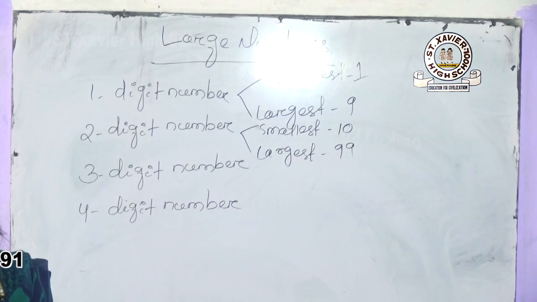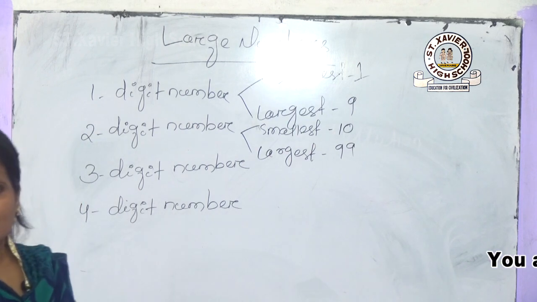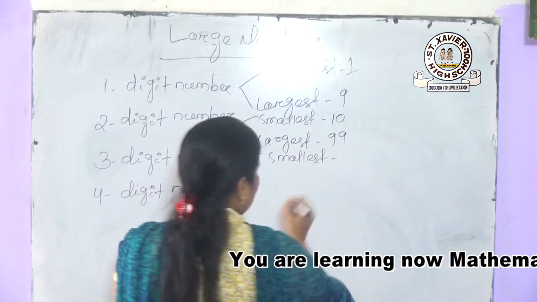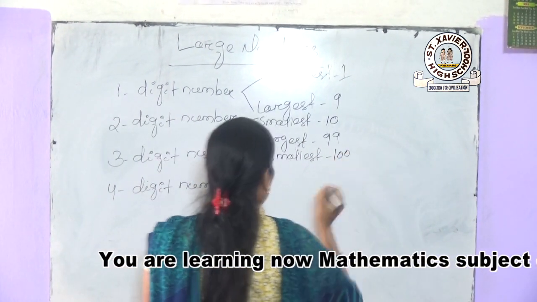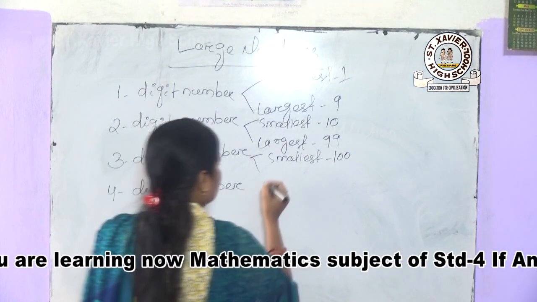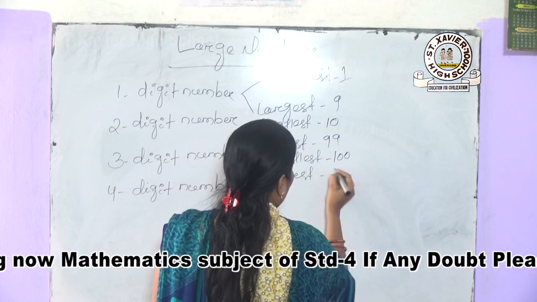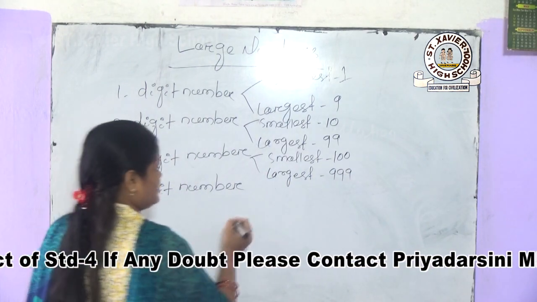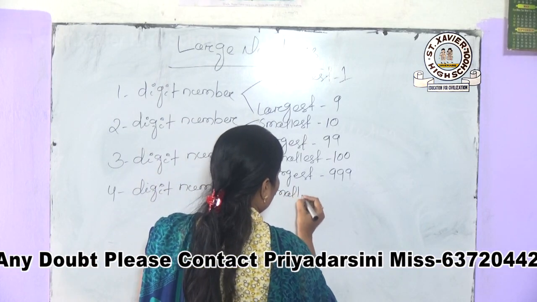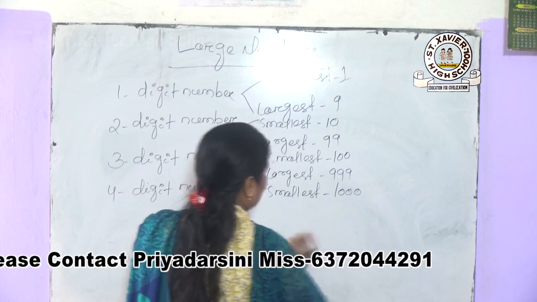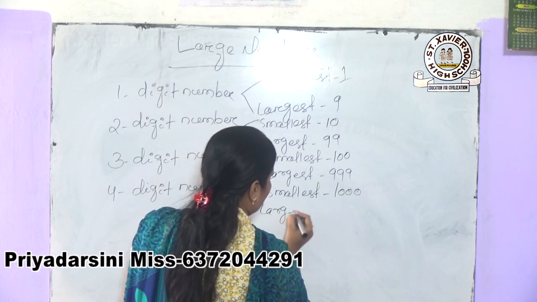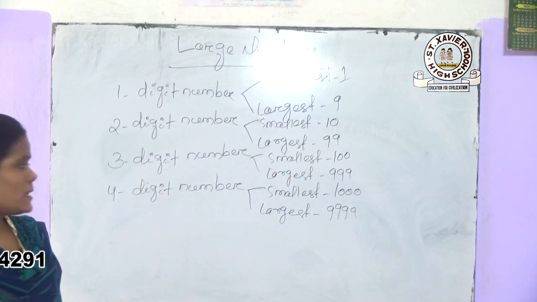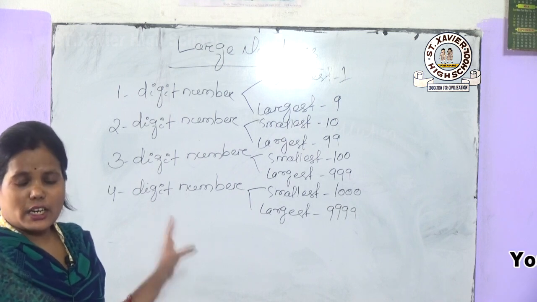Already you have been taught this in Standard 3 and 2. The smallest three digit number is 100 and the largest three digit number is 999. Then comes the four digit number. The smallest four digit number is 1000 and the largest four digit number is 9999. So already you have been taught this in Standard 3.